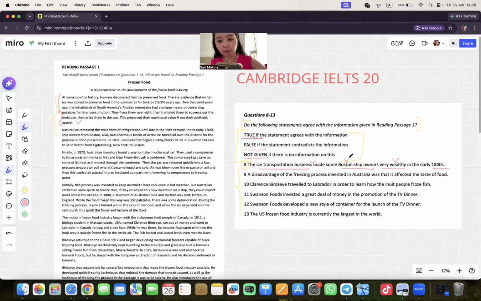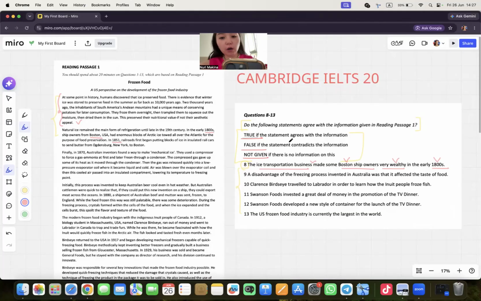The city's name, Boston. So Boston ship owners and 1800s, which are also very, very important. So now you've got all the keywords. Now you see this one, 1800s, which is here, and you see a word Boston here, 1800s, 1851, and now it's time to find Boston ship owners and very wealthy. Is it true that they got super wealthy?